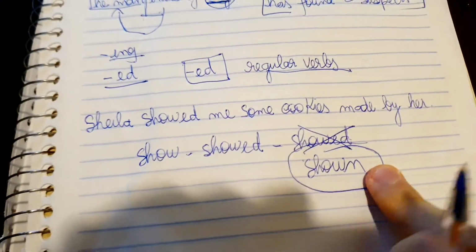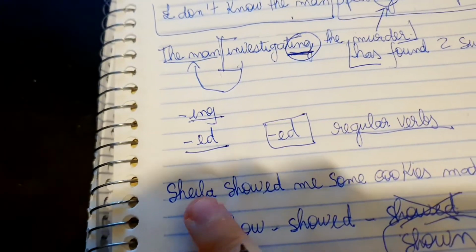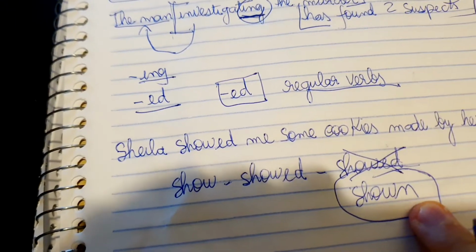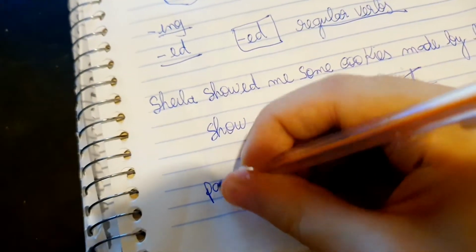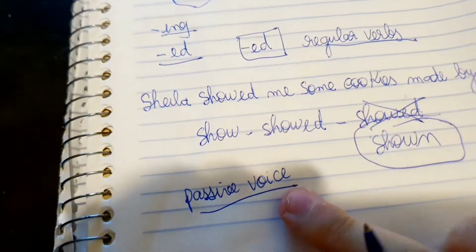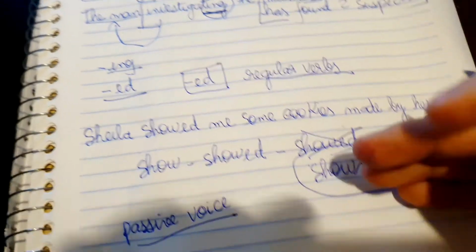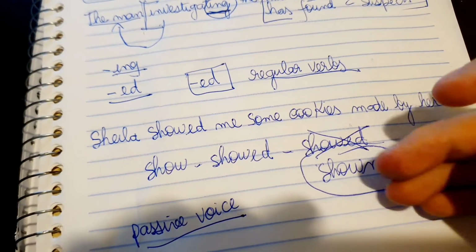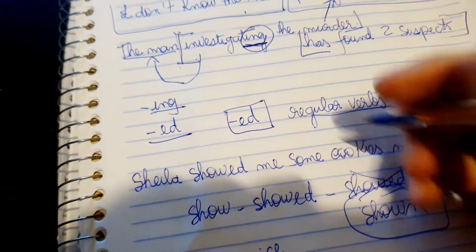The past participle we use when we make a passive voice. So for example, Sheila showed me some cookies. So I could say, I was shown some cookies by Sheila. There are videos available on my channel talking about passive voice, so I highly recommend that you watch them first, so you can study further and learn some details about it, okay? So she showed me some cookies made by her.